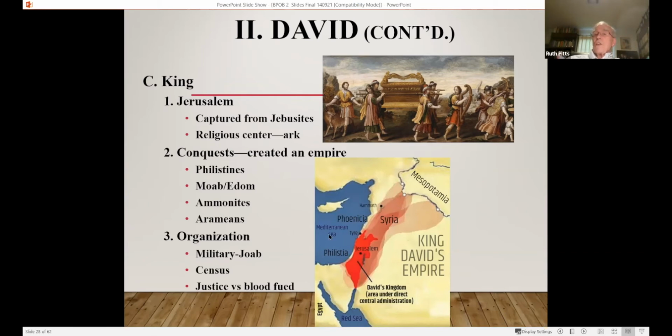The organization is much more sophisticated. Now you have a military section, you have a census taken, you have taxes. Instead of blood feud, fighting one another just because somebody's killed a member of your family, now you have a kind of justice system to try to calm people down and give them justice in courts.